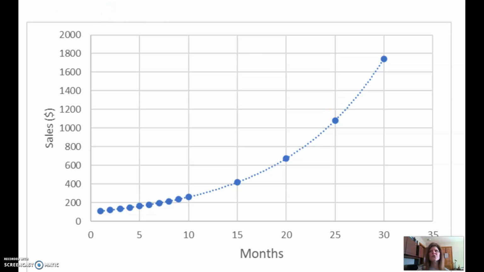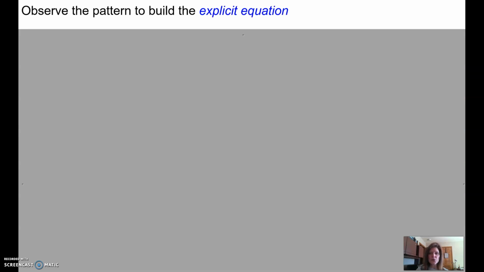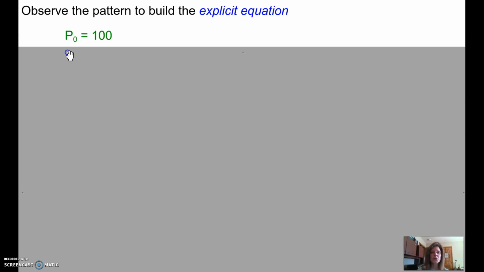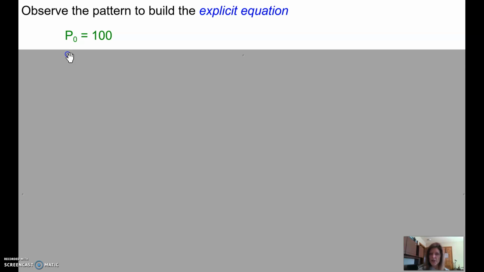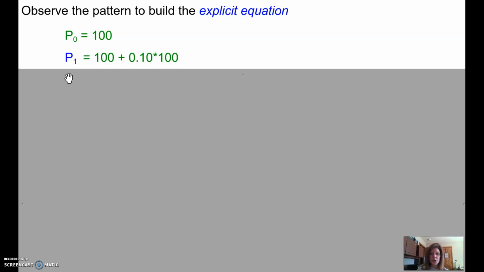All right, so what would the equation look like? What would the formula look like? Well, we're going to use our recursive pattern and look for that pattern. All right, so use the recursive formula to come up with a pattern. P sub 0, the initial, is 100. P sub 1, we took 100 plus 0.10 times the 100.